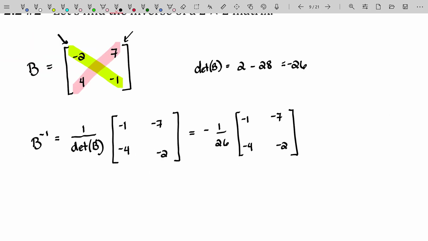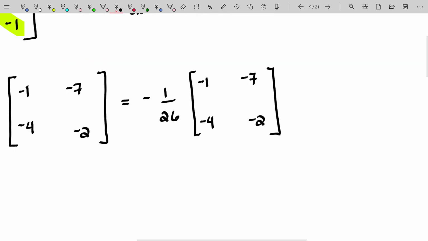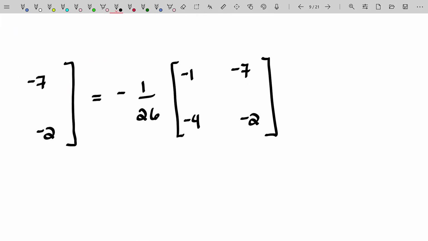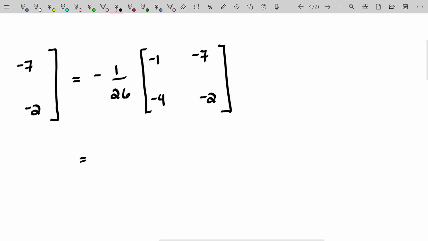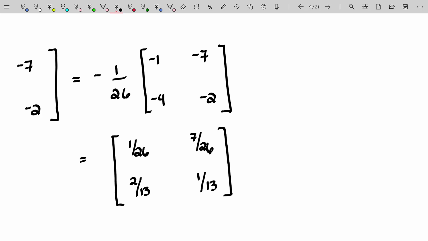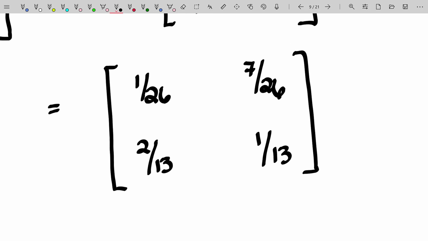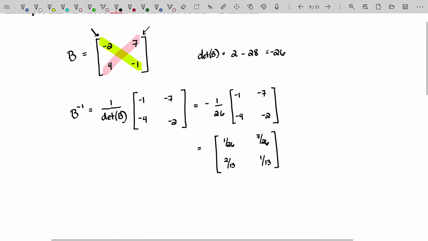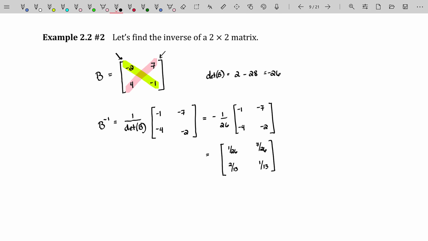So you could distribute that in if you wanted to, just depends on your instructor. In this case, the fraction is ugly enough that I'd probably leave it out, but if you're bothered by that, I will move it inside. And that actually showcases how ugly inverses can look. They're very, very ugly, or they can be very ugly. Sometimes they can be beautiful, but most of the time they're just fractional messes.